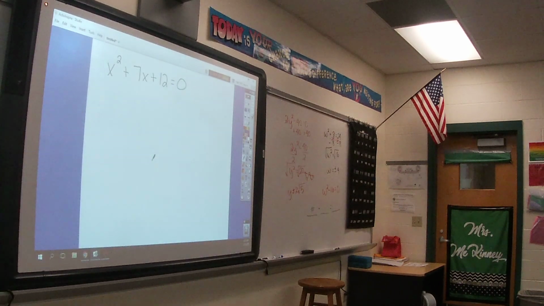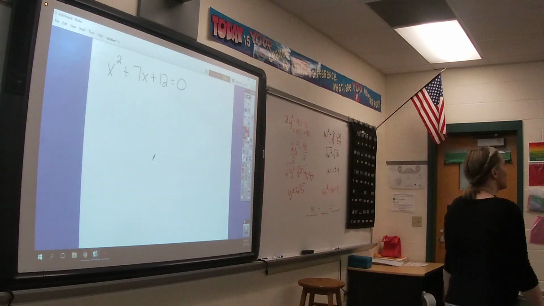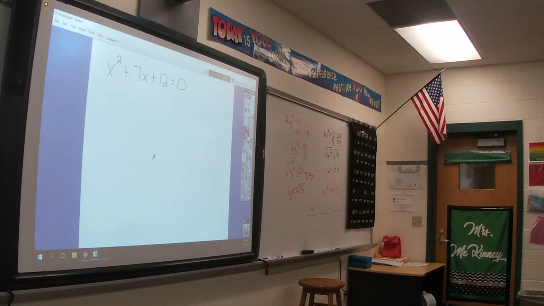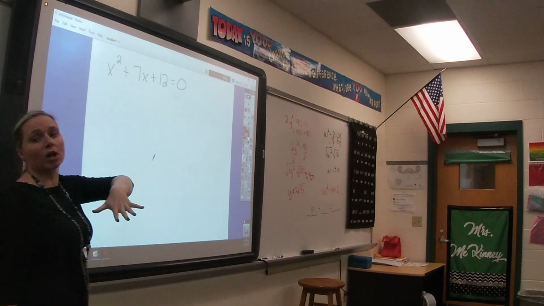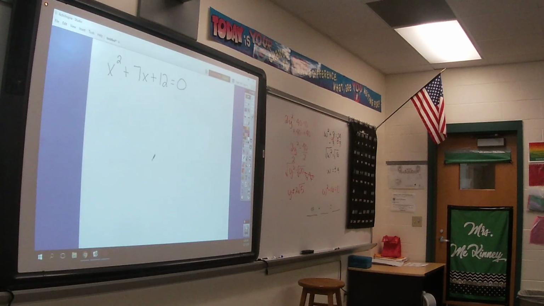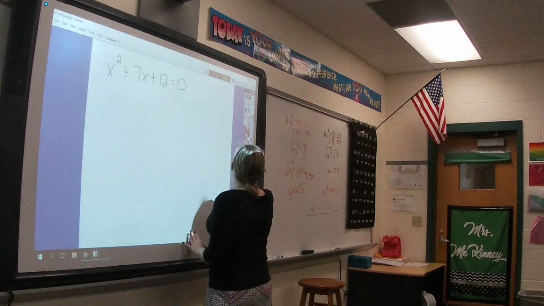x squared plus 7x plus 12 equals 0. So, does this have two things being multiplied together? No. There is nothing here that we can split up and set equal to 0. However, we just spent an entire unit talking about how to write this with parentheses. So if this equals 0, it has to equal 0. None of this works if it doesn't equal 0. Okay, so if it equals 0, we can look right over here.